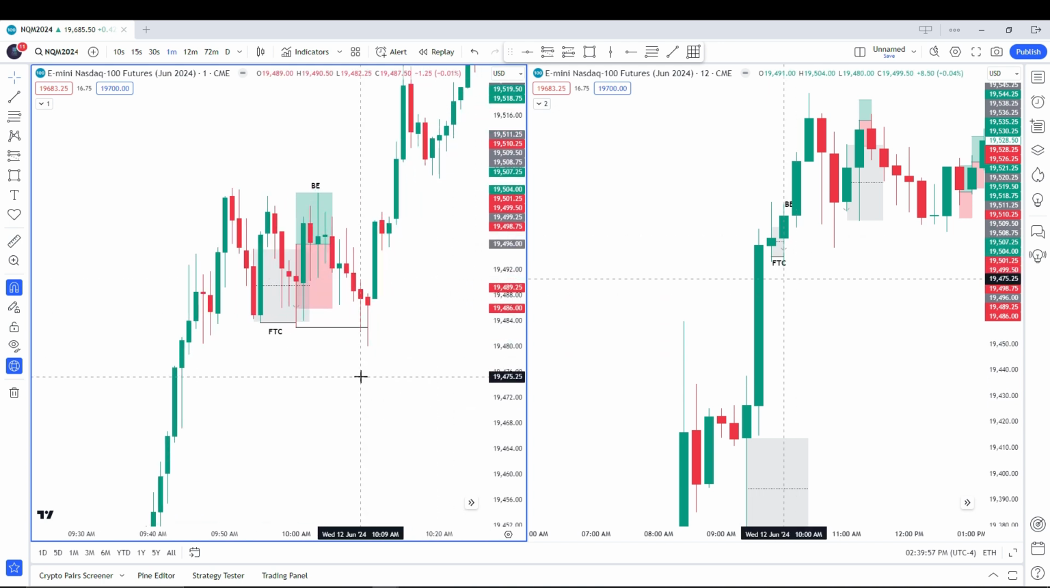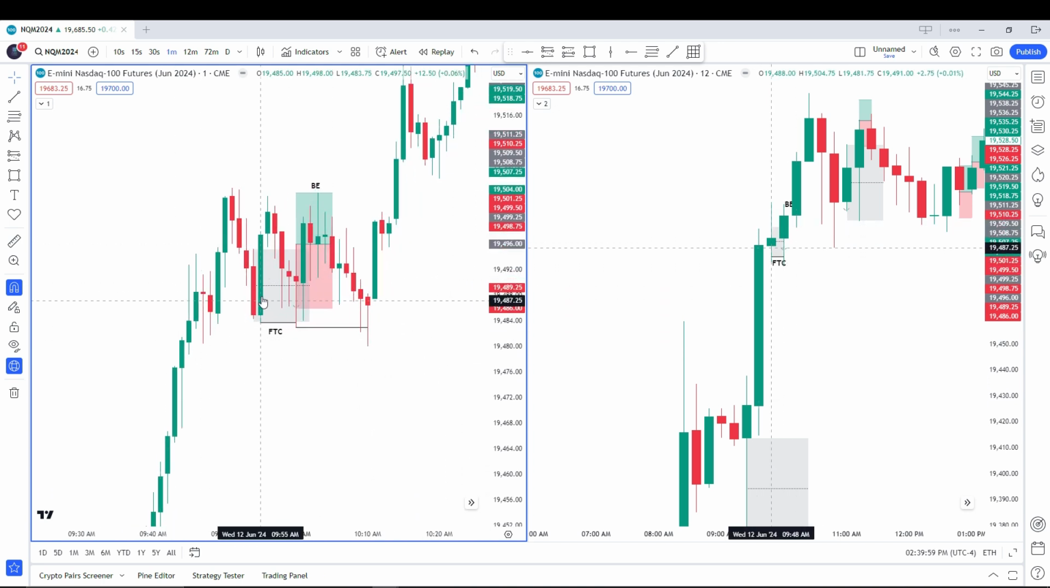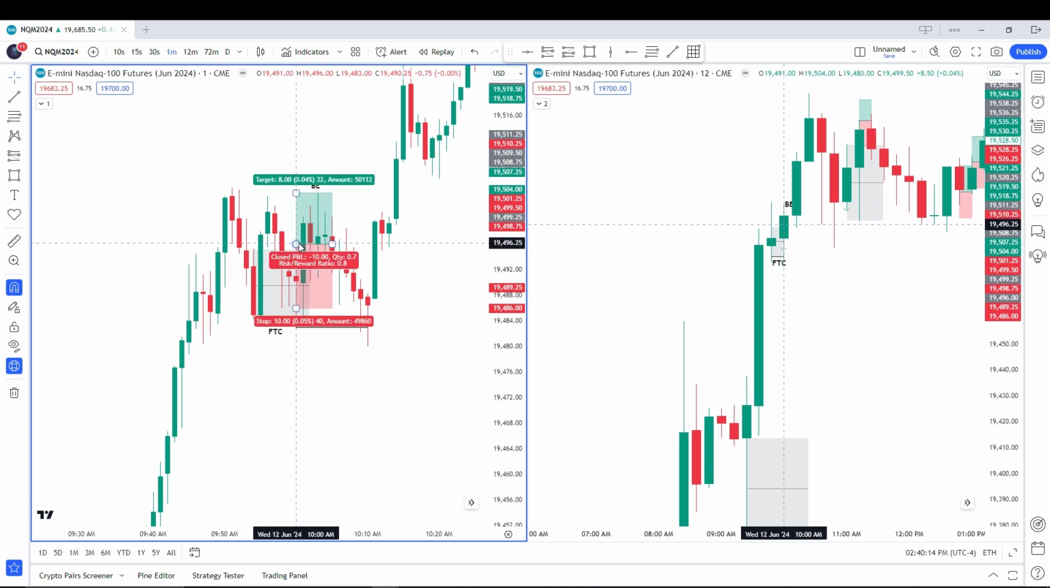So we did have this 1 minute CSS flip over here, which is going to indicate strength, and chances are this high is going to be taken. Now typically we do wait for an inducement. So we did have this inducement right here, fail to close. Okay, 1 minute CSS over here. Limit ordered in after the CSS flip is confirmed.